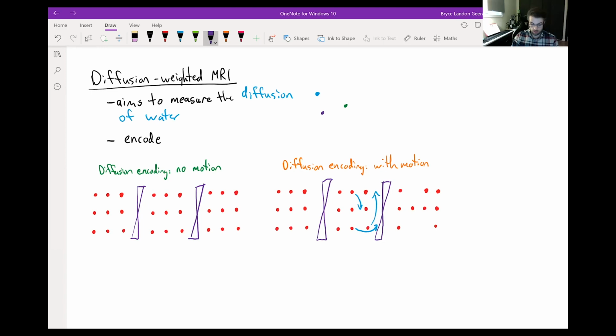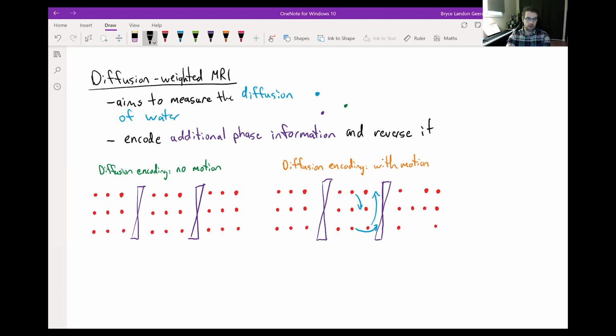And the reason that this phase information is useful is that when we reverse it, we can get a gauge of how molecules have moved during the time between encoding and reversal. And we'll break that down pictorially here. But first, I want to talk a little bit about what diffusion is.